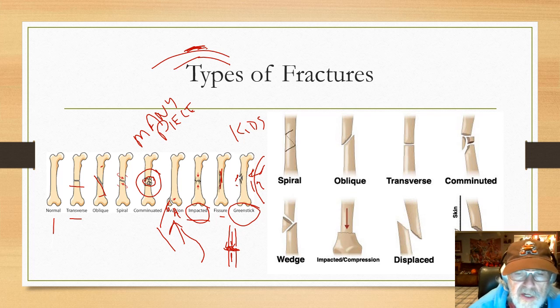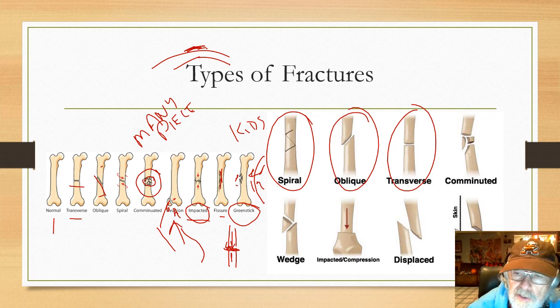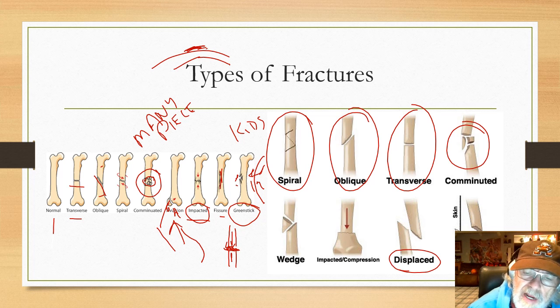Okay, so that's that. Here's another spiral fracture, oblique fracture, transverse fracture. Here's that comminuted fracture, a little bit bigger. This is called displaced, okay? And this is an important word. Here's an impacted fracture, wedge fracture. These, I'll get to that.